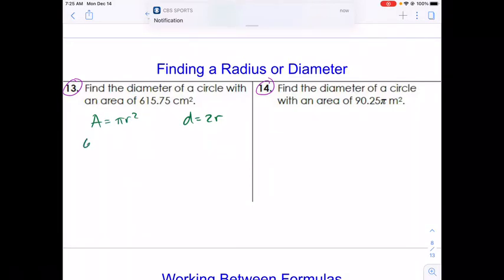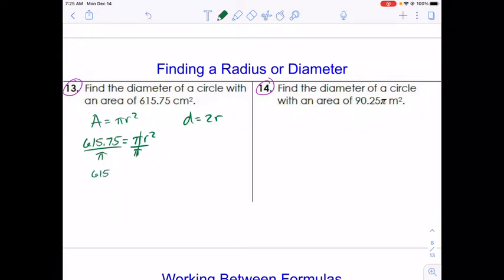So let's plug our numbers in. 615.75 is equal to pi times the radius squared. Now notice when we divide by pi, there's not a pi in our area, so that means we're going to get a decimal. But let's wait to the very end to calculate it. 615.75 over pi is equal to the radius squared. So we're going to have to get rid of the square, we have to take the square root. And whatever we do to one side, we have to do to the other.